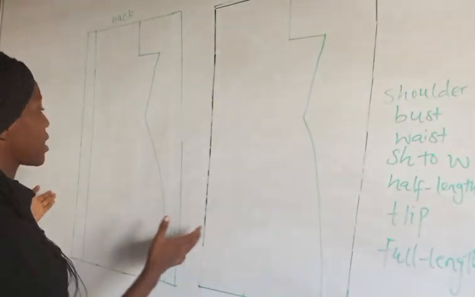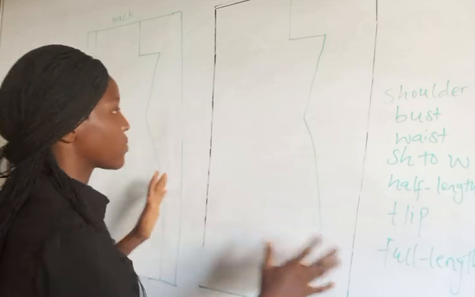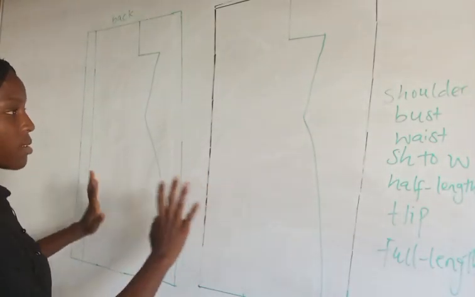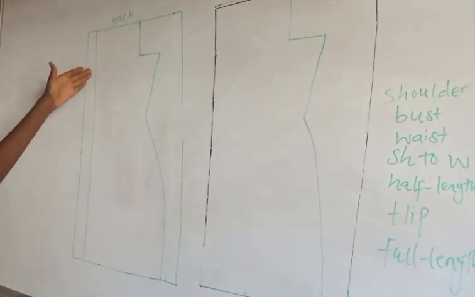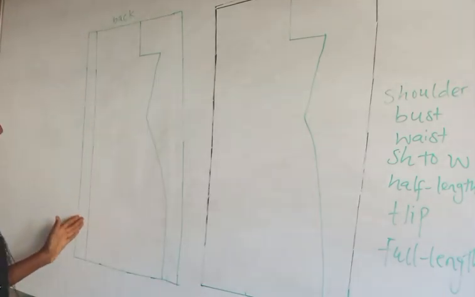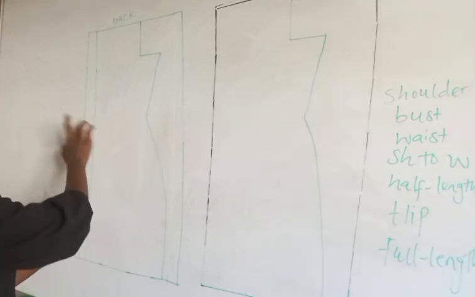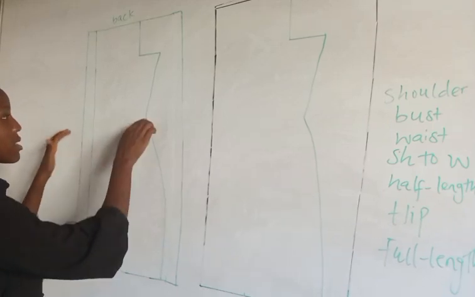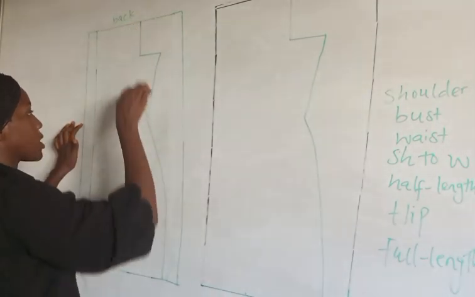So what you see right here is the basic block for a gown. You understand? So this is for the front and this is for the back. From the observation you can see right here, there was another allowance that was left for the zip. So this was what was left for the zip allowance. This is the hip measurement, this is the waist measurement, which is going to serve as the half length, that is the shoulder to the waist.